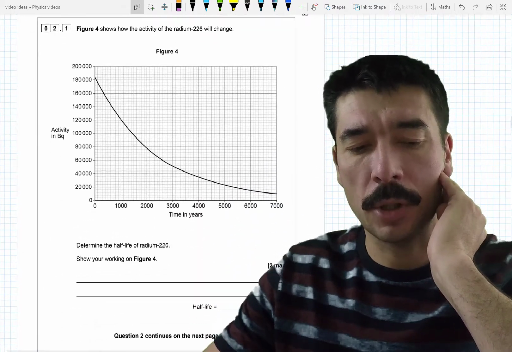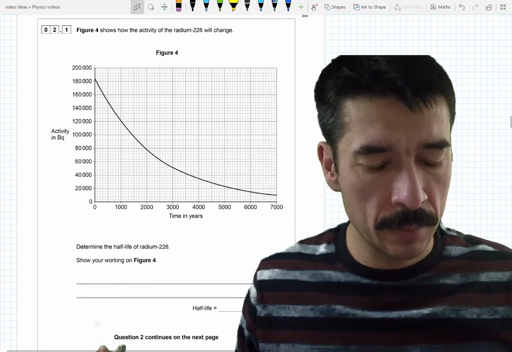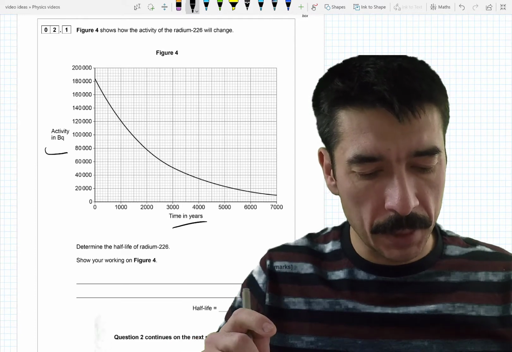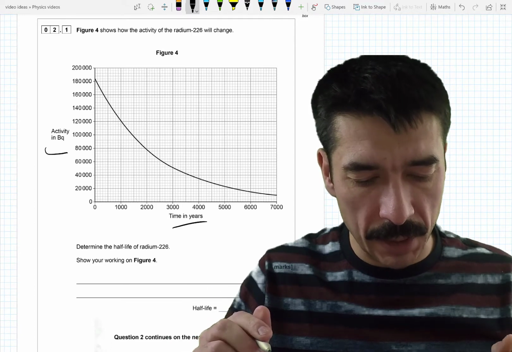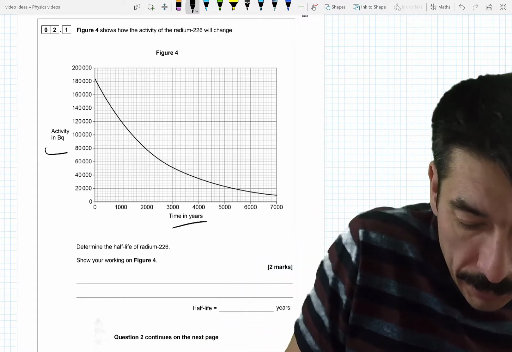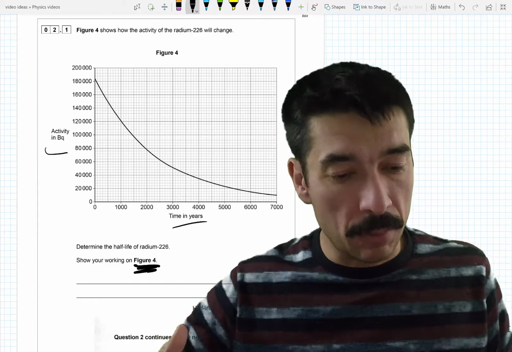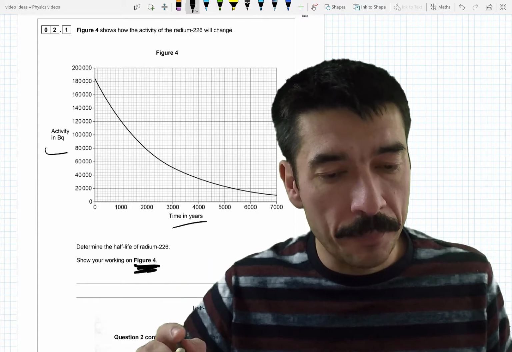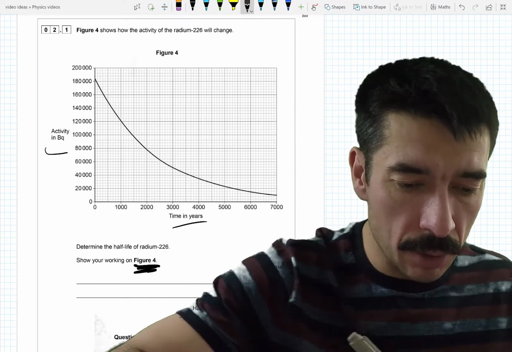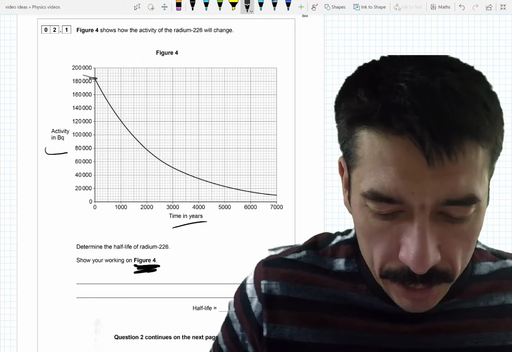Figure 2.1 shows how the activity of radium-226 will change. The activity is in becquerel, and time is in years. Determine the half-life of radium-226. Show your working on figure 4. You have to use a ruler and mark your values. Now, in pencil, I'm going to very carefully work out exactly the value to start with.